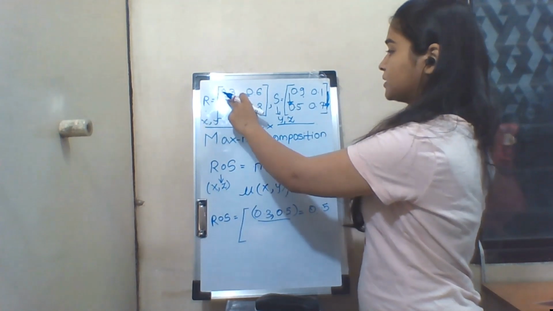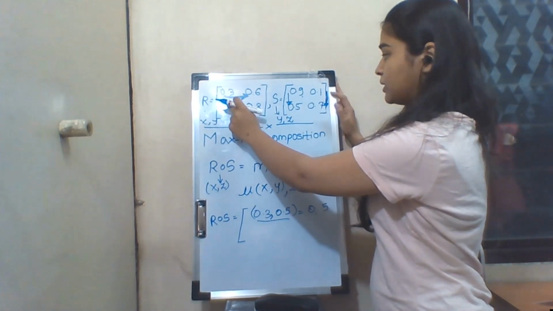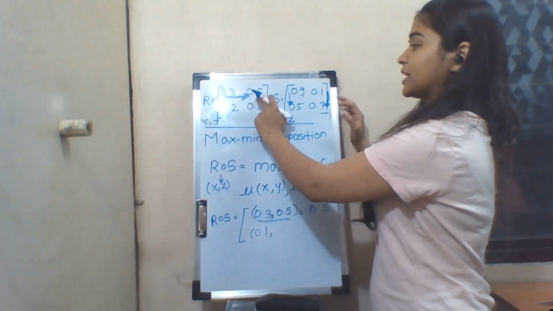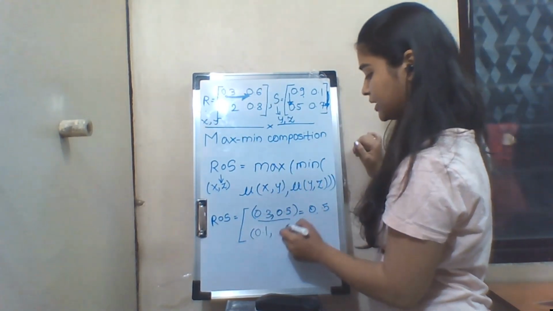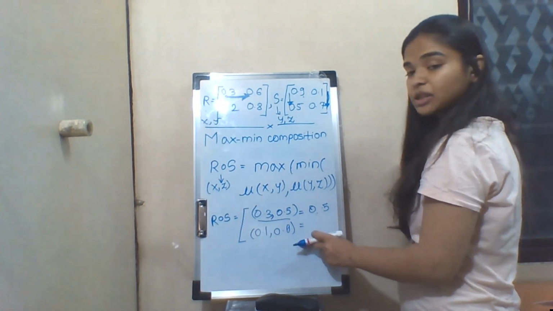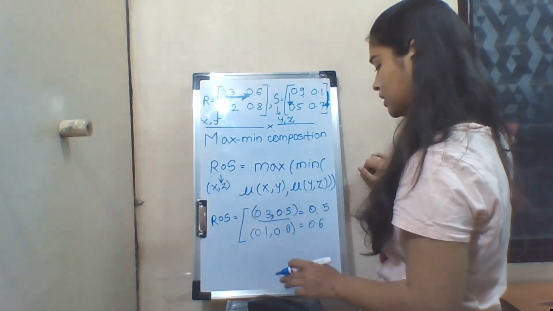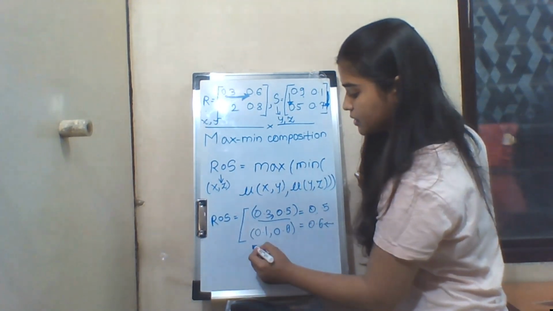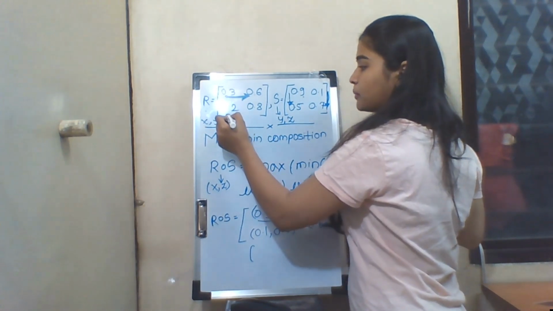So the first element is 0.3 in R and 0.1 from S. The minimum of these two is 0.1. The second element is 0.6 and here it is 0.7. So the minimum element is 0.6. We have to choose the maximum of these two, which is 0.6. Similarly, this is the second element for our composition. Similarly, we perform this on the next row.